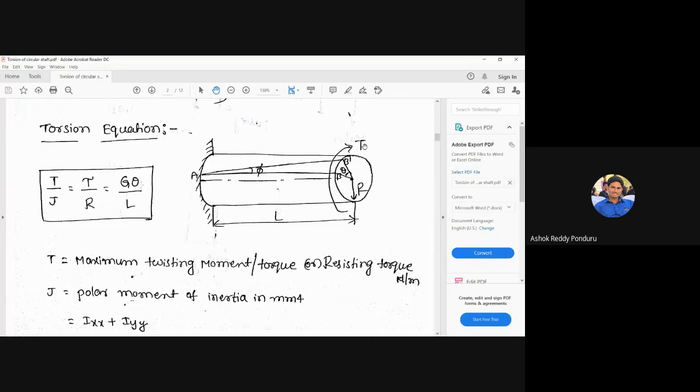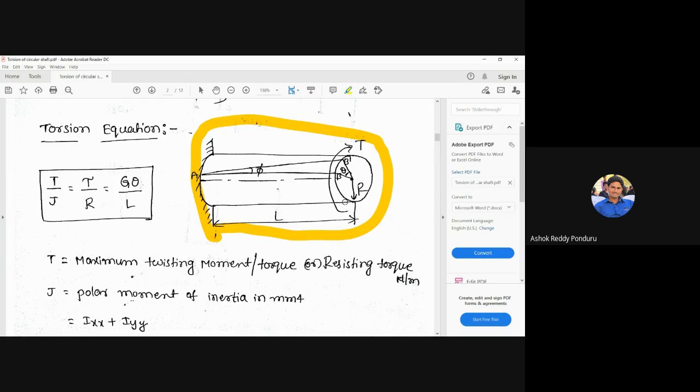One thing you remember, please look at this diagram. In this diagram, this is the axis of the shaft. First I am going to discuss the dimensions here. This is the axis of the shaft, this is the length of the shaft, and this is the radius of the shaft, R.